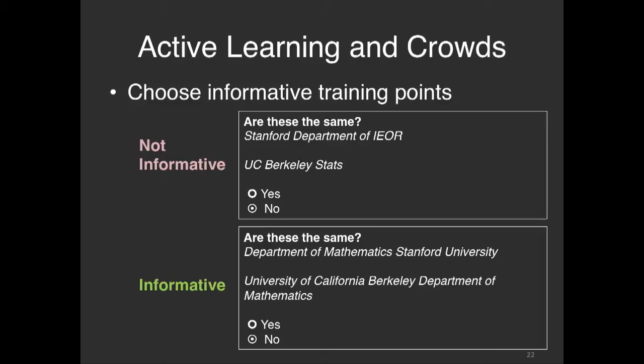In contrast, the example at the bottom is a little trickier. Right? These are two different strings. Both contain Department of Mathematics. They both contain university. But actually, one refers to Stanford and one refers to Berkeley. So giving an example like this to the model could be quite useful, because the strings do look similar, and yet the entities are different.